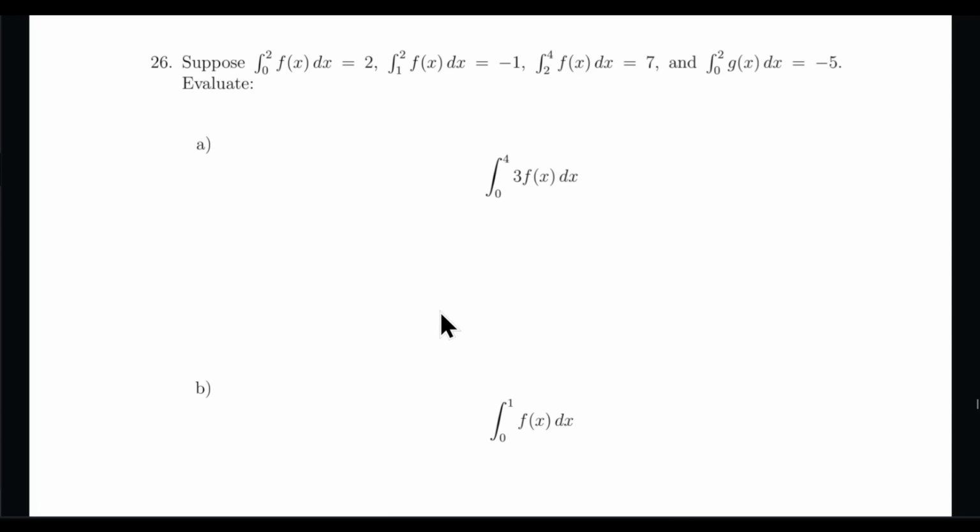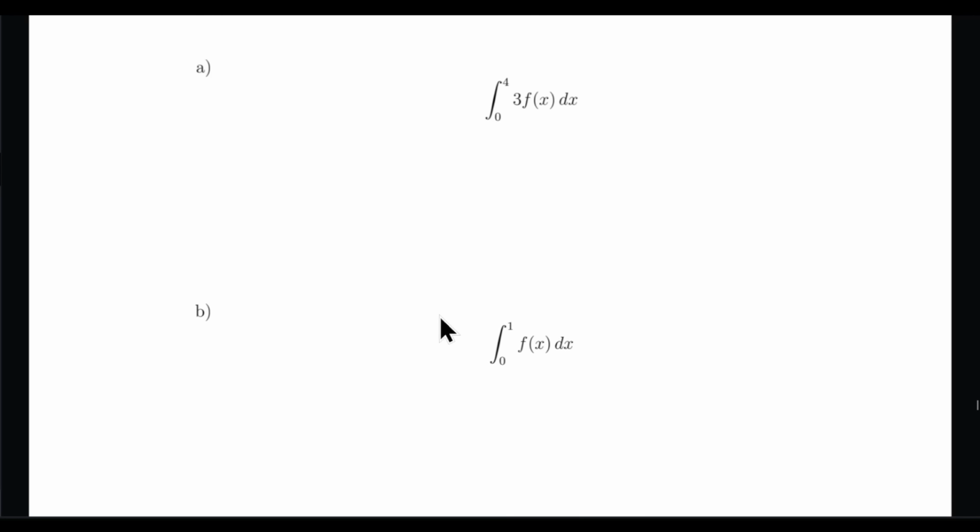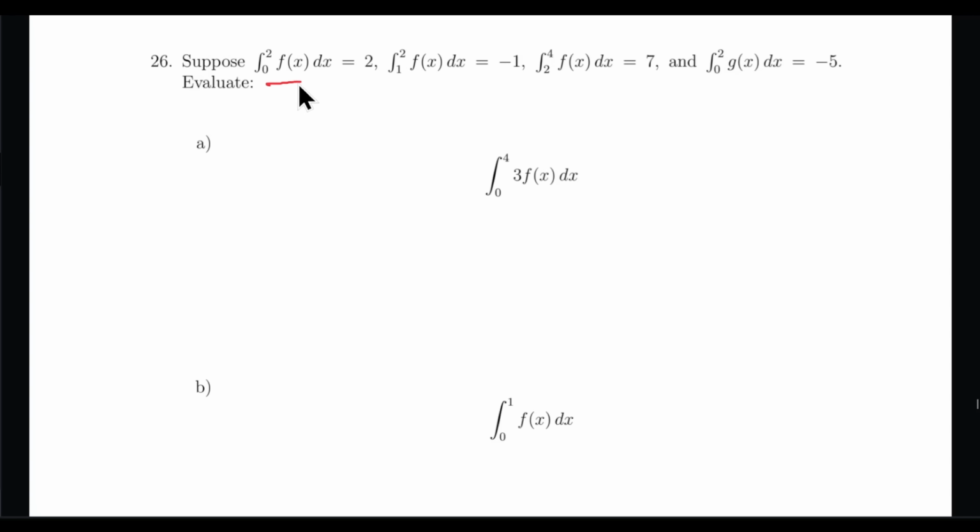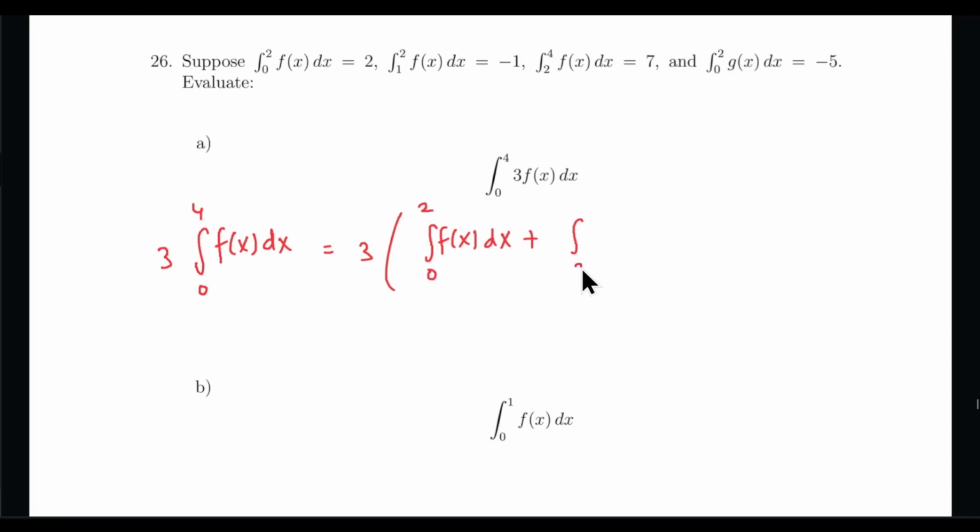These are pretty decent questions, guys. These are based on the properties of definite integral. We are given a bunch of information over here, and the first question is, what is the integration from 0 to 4 of 3 times f(x) dx? First, I'm just going to take 3 out. So 3 times integration of 0 to 4 of f(x) dx. Now, although I do not know what is the integration from 0 to 4, I know 0 to 2 and 2 to 4. So this can be written as 3 times, I can integrate this from 0 to 2 first, f(x) dx, and then integrate from 2 to 4 f(x) dx, which is basically the same thing.